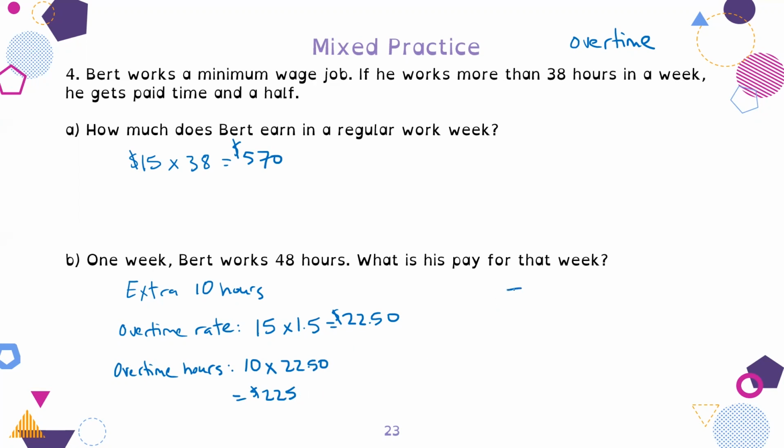So his total pay for the week is going to be his regular amount, so 570, plus his overtime amount, which is 225. And so that equals $795. That is how much he would make in that week.